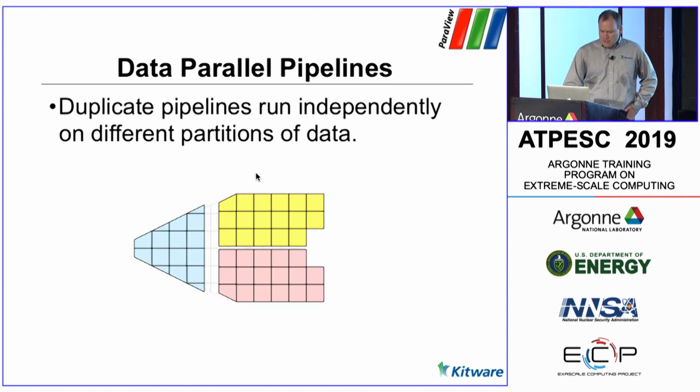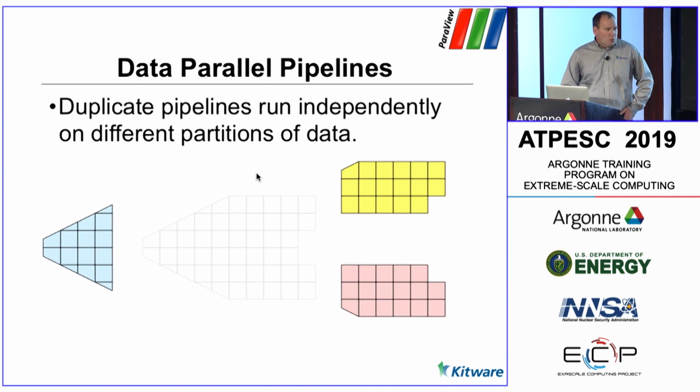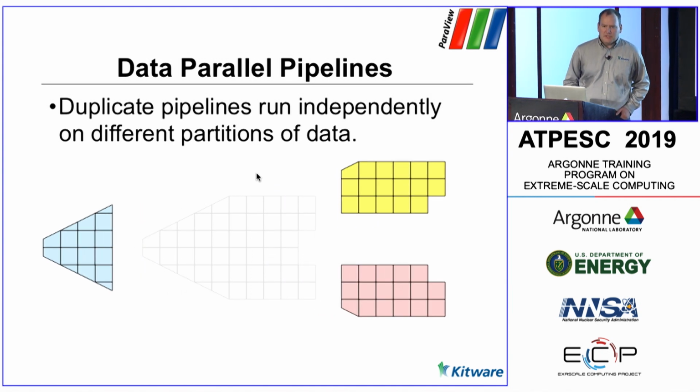Okay? So what we do is we take one pipeline, so this goes back to what you said before, we have this one pipeline that you see in the pipeline browser, and we run independent copies of that on all of the nodes in the cluster. Okay? Each of those nodes runs the same pipeline on a different subset of the data.